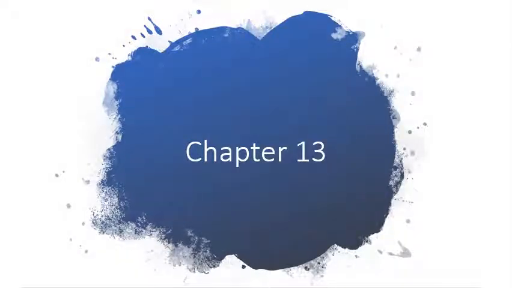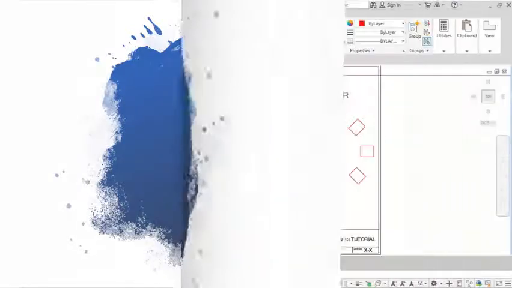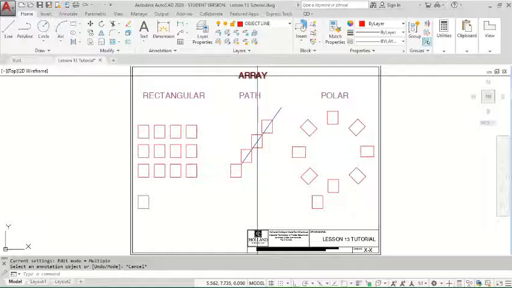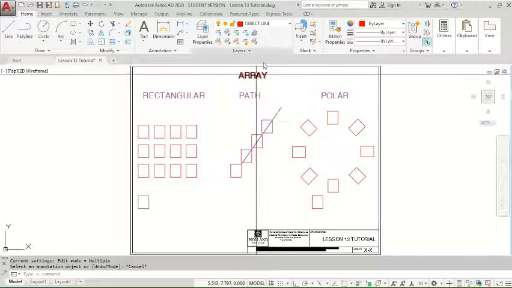This is the tutorial for Chapter 13 in your Beginning AutoCAD workbook. Our objective for Chapter 13 is to understand how to array objects, so create multiple copies in a rectangular or circular pattern or along a path.